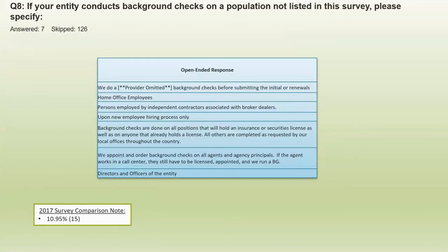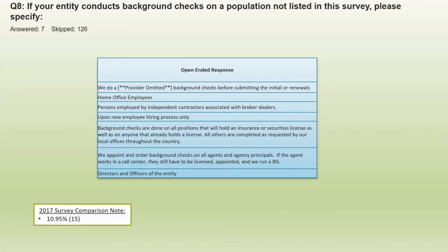And then these were the other options for that same question. If you do screening on any of the population that's not represented in these previous questions, could you please specify? We have home office employees, persons employed by independent contractors. We did try to omit any place where an anonymous respondent would actually put in another SILA organization's name or their own organization. In that case, someone had mentioned the organization that they do the background screening checks for. But we do background checks before submitting the initials or renewals. So we have several different responses here.